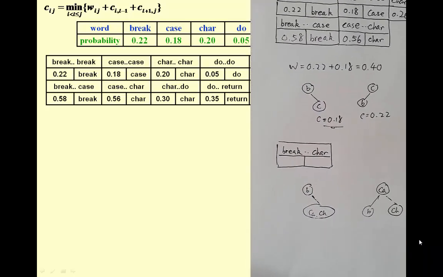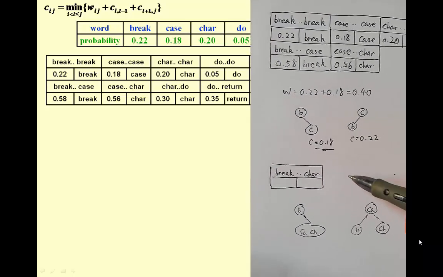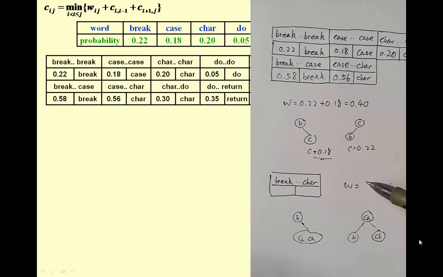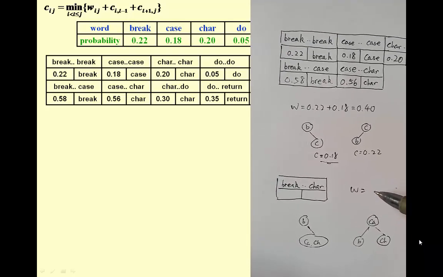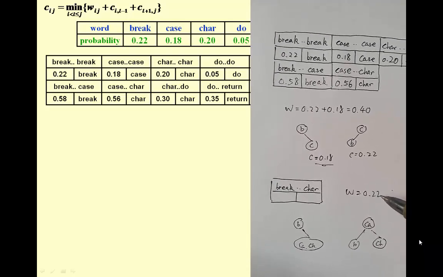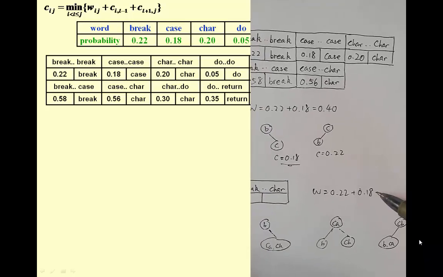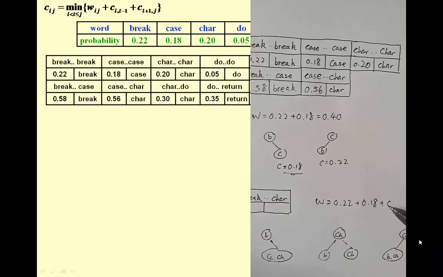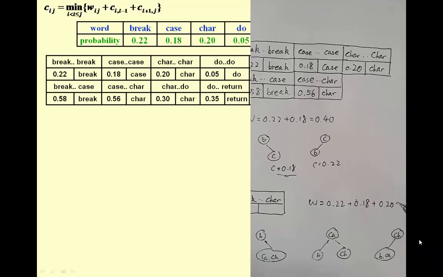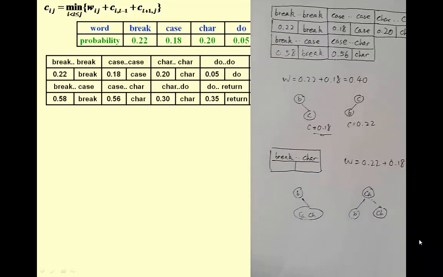Alright, first of all, the total weight. The total weight is supposed to be what? 0.22 plus 0.18 plus 0.20, which is 0.60, right?